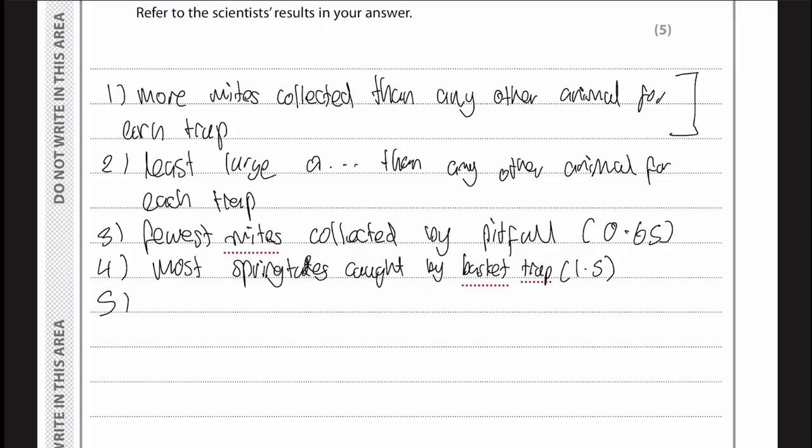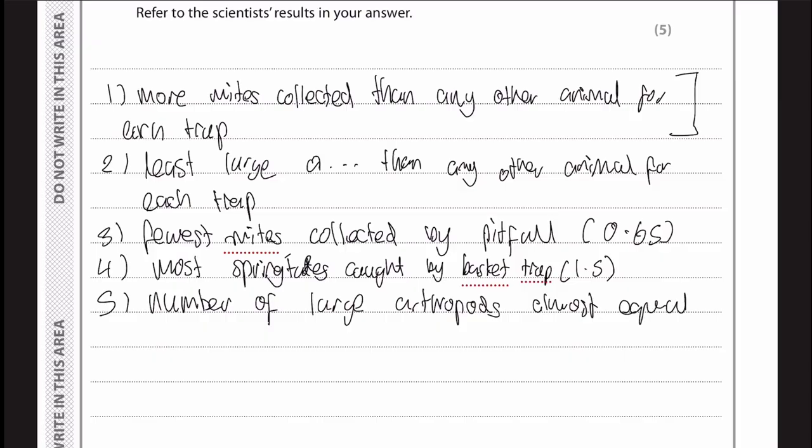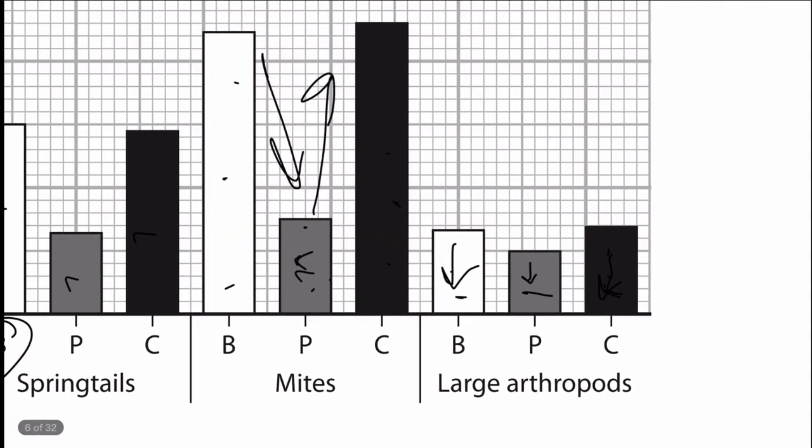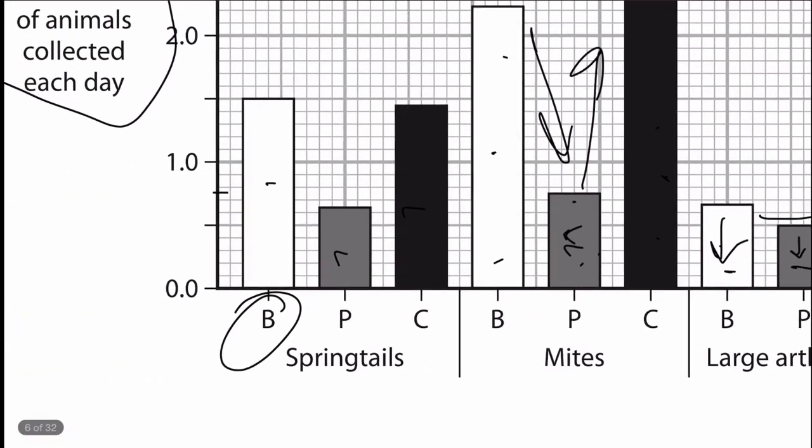Well, we can say something along the lines of the number, and if I'm being specific, it's mean number, but I'm just writing number for the sake of time. So the number of large arthropods is basically almost equal in all traps. Now if you want, you can give something that's roughly around here and then get the unit for that.